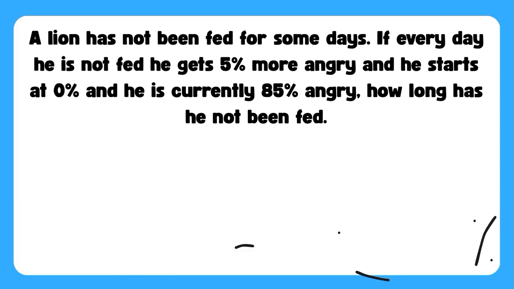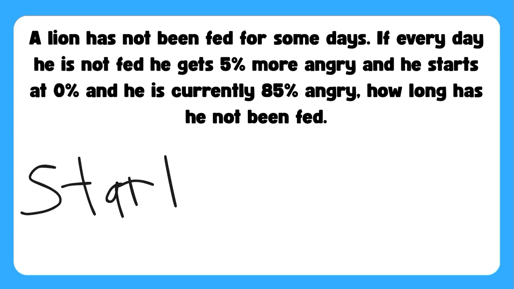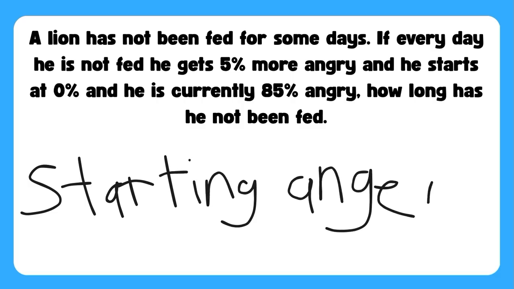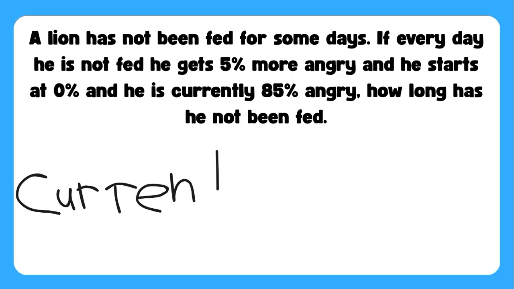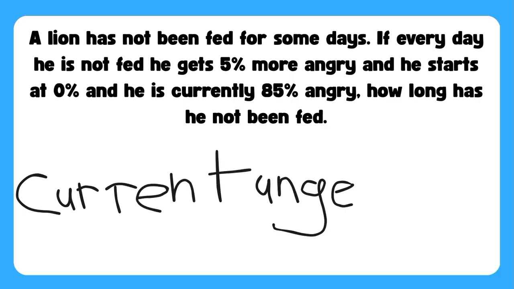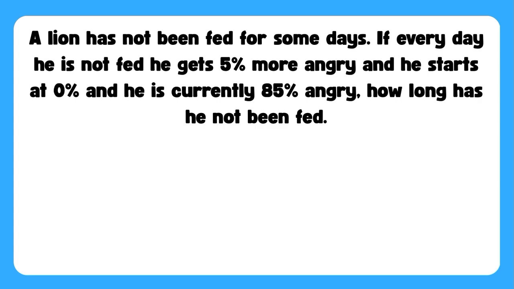Now we will move on to our third statement. The third statement is going to be starting anger. You could also write value of anger at the beginning, that also is fine, and this is equal to 0%. And then we will write current anger. Okay, so current anger is equal to 85%. So now after this, we have to figure out how long he hasn't been fed.